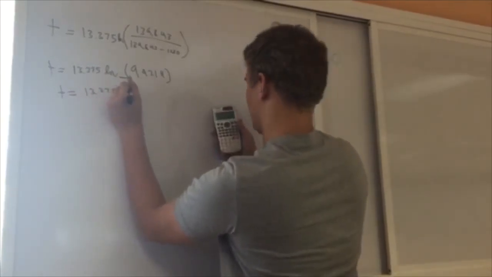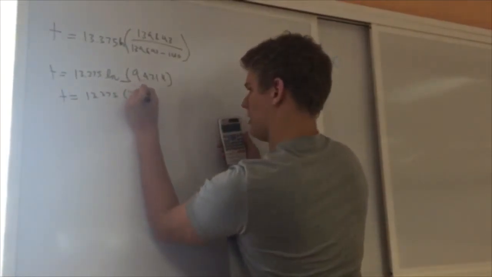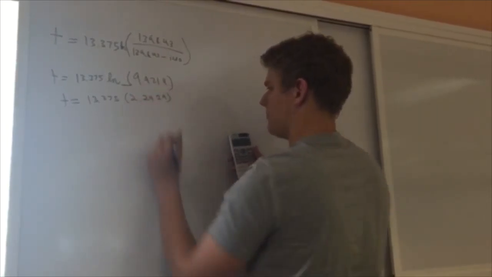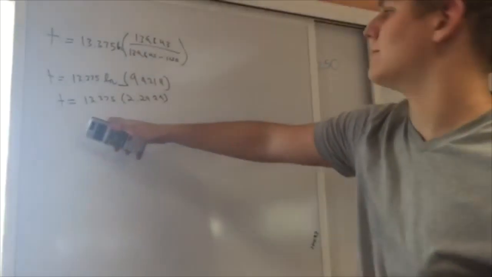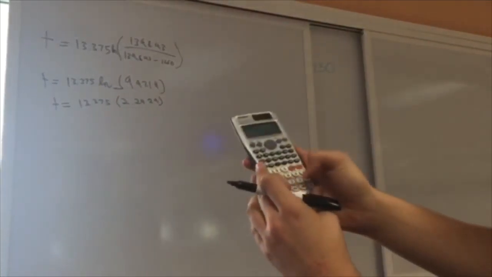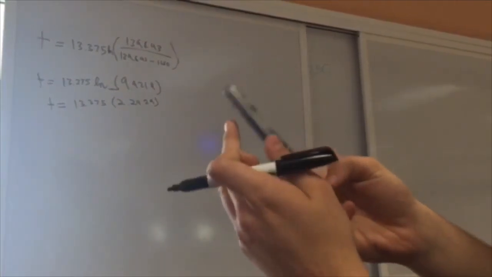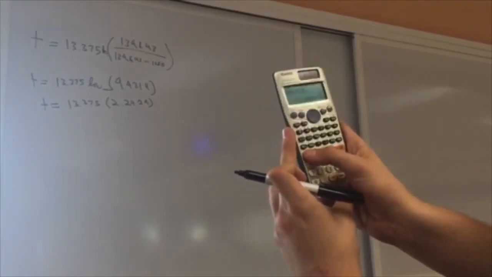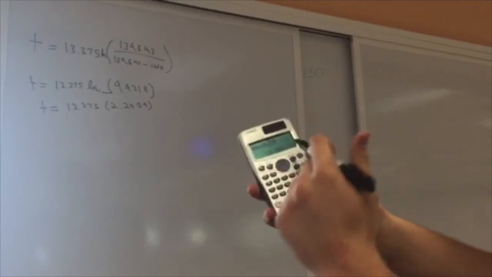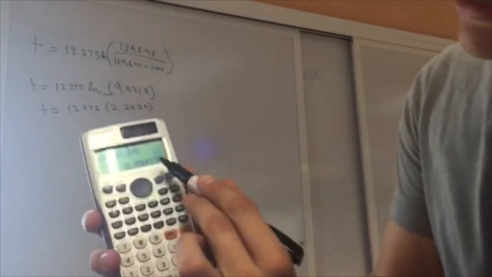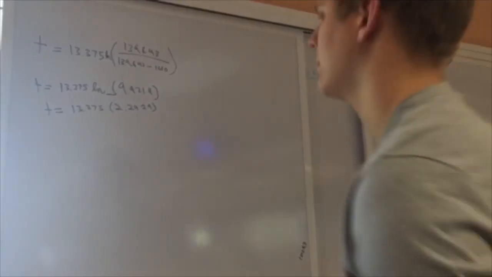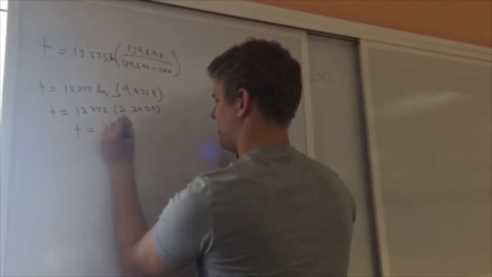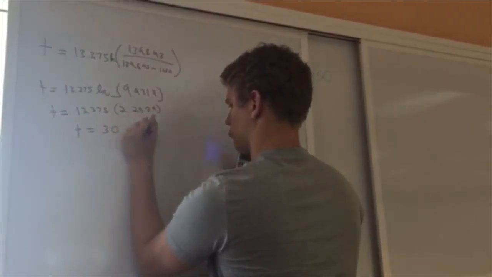T is equal to 13.375 times 2.2429. After this, you do this multiplication: answer times 13.375. That's 30, rounded to 4 digits. So T is equal to 30 years.